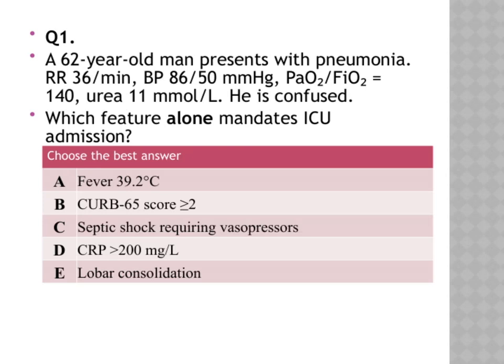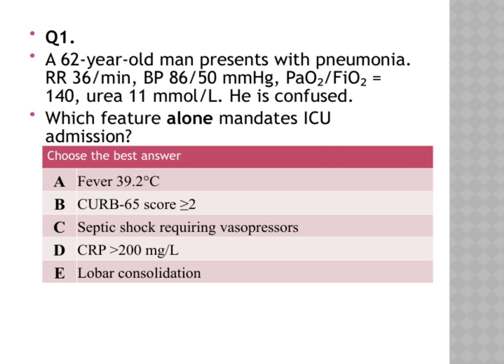Let's look at this case carefully. We have a 62-year-old man presenting with pneumonia, which already signals a need for close monitoring. His respiratory rate is 36 breaths per minute, indicating significant tachypnea, and his blood pressure is quite low at 86/50, suggesting possible shock. His PaO2 to FiO2 ratio is 140, which points to severe hypoxemia. Urea is elevated at 11 mmol per liter, and he's also confused, which could indicate altered mental status due to hypoperfusion or hypoxia. Now the question is, which feature alone requires ICU admission?